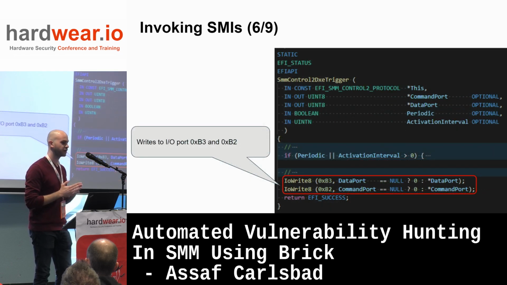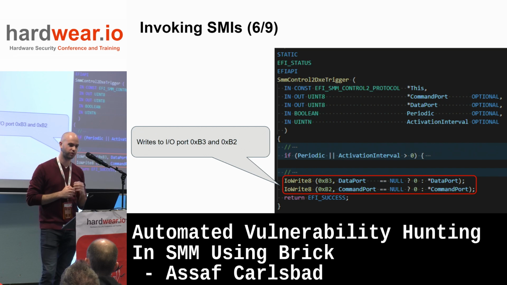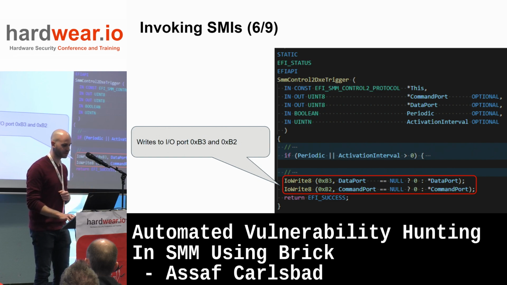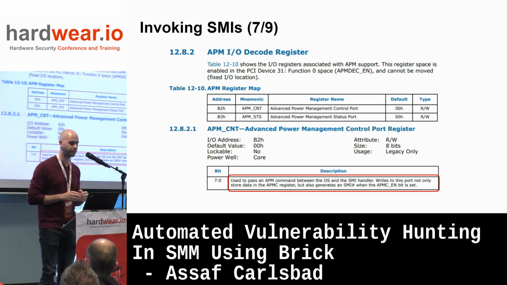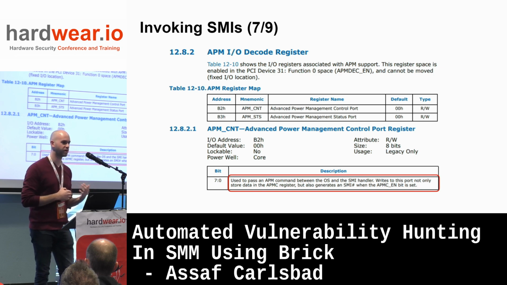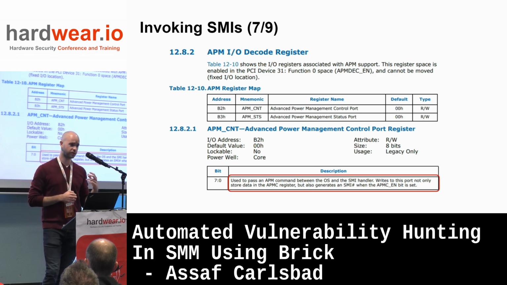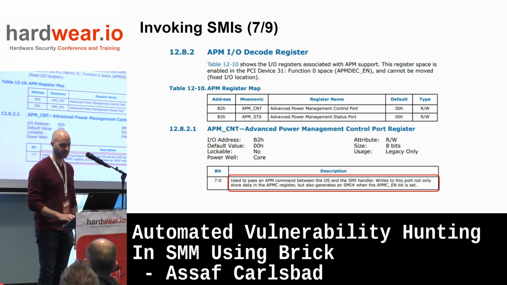So under the hood, the trigger method does little more than simply write to the two IO ports B3 and B2. So that begs the question, what is so magical about these two IO ports? And as it turns out, these two IO ports belong to the IO range of a small component called the APM controller, or APMC for short. Port B2 is actually a control register that when written by software is also going to assert the SMI pin of the CPU. So basically this is the basic building block software uses in order to trigger SMIs in a controlled manner.